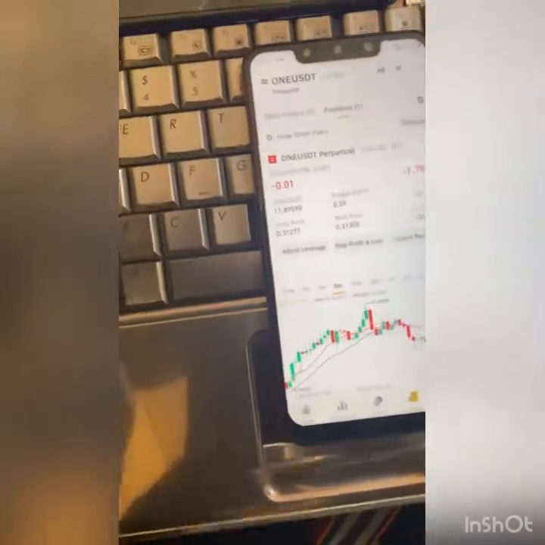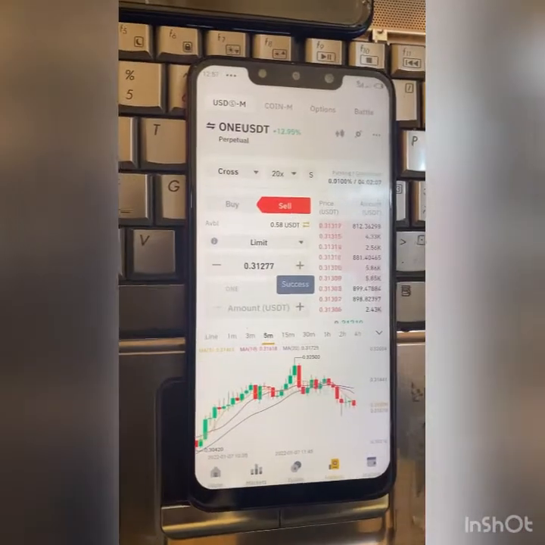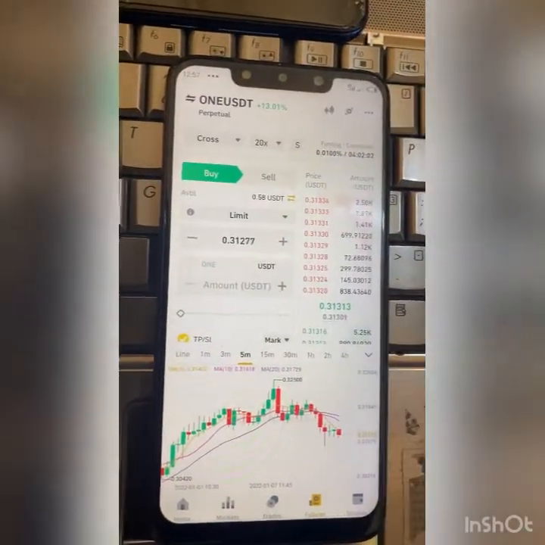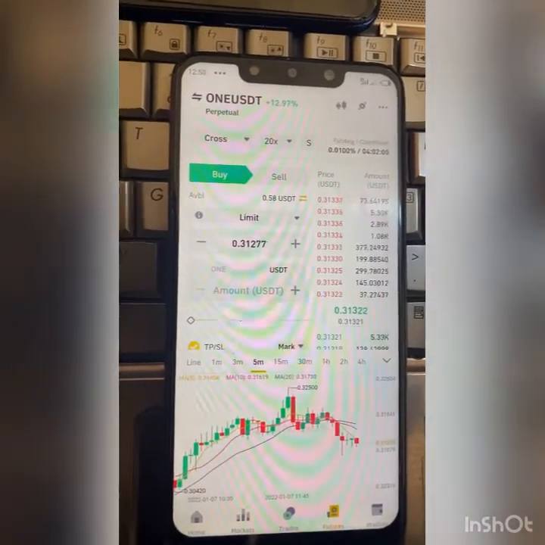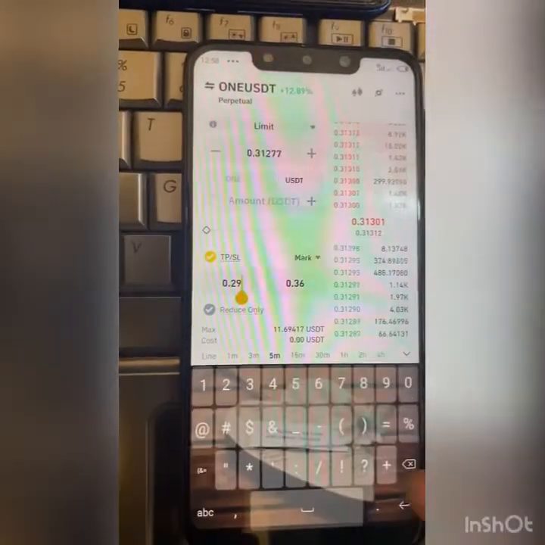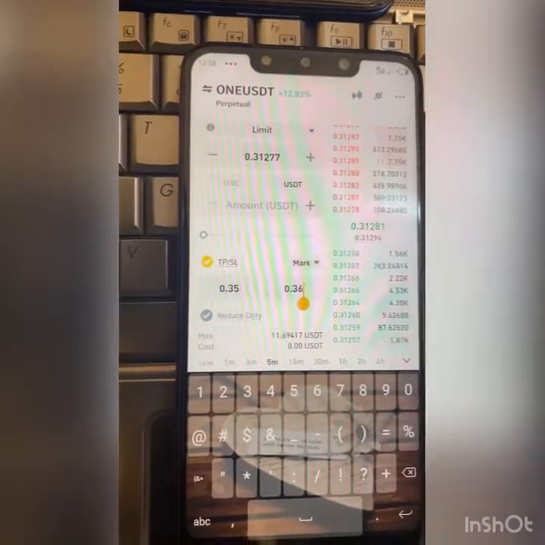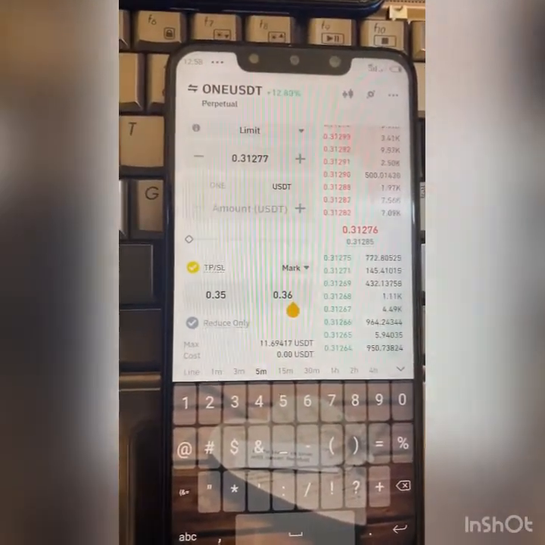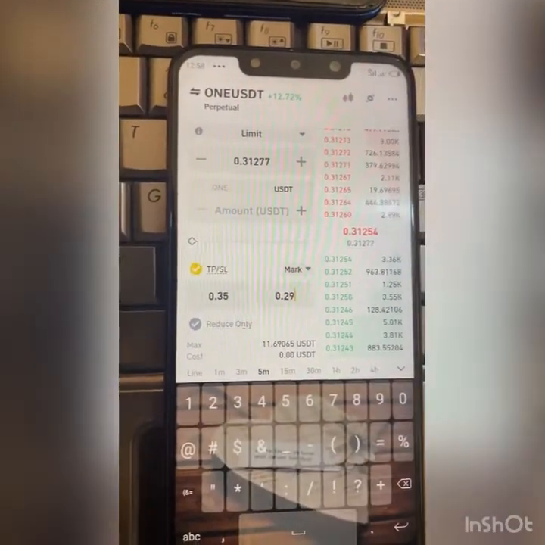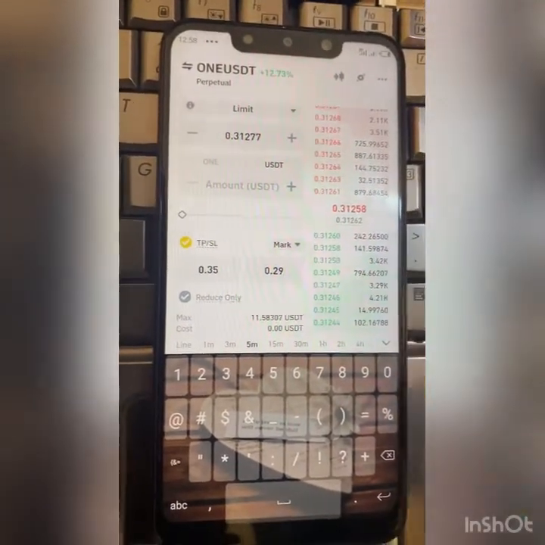Okay, let me show you how to trade on long. Let me cancel the short. So now we are trading on long. The CMP, the current market price, is 0.3127. So I am predicting that this coin will pump to 0.35, and it should stop my loss when it retraces back to 0.29. So your stop loss should be lower than your take profit.